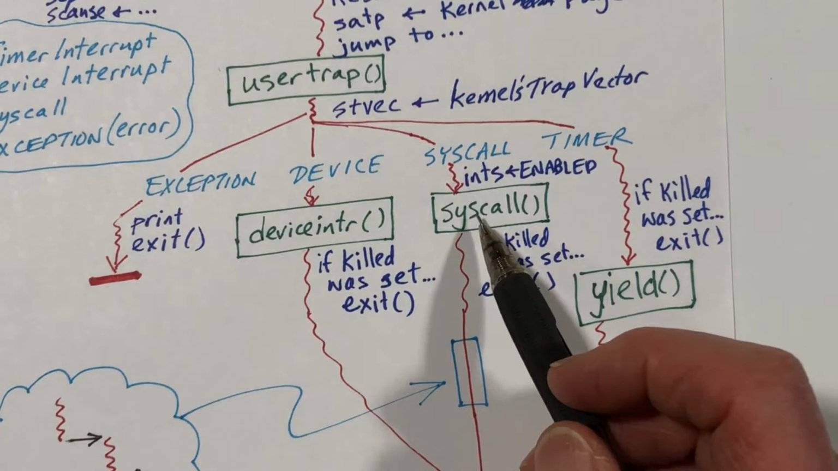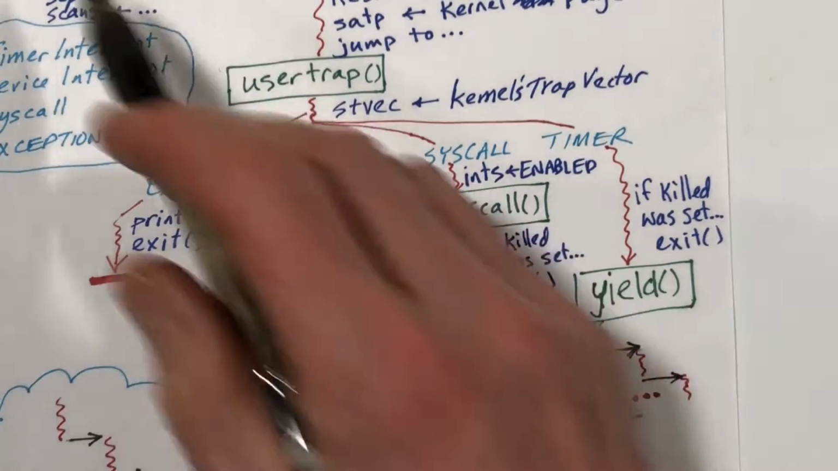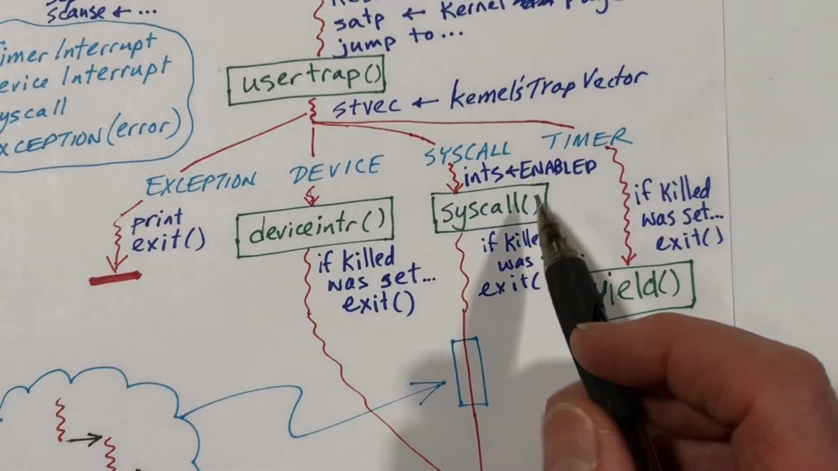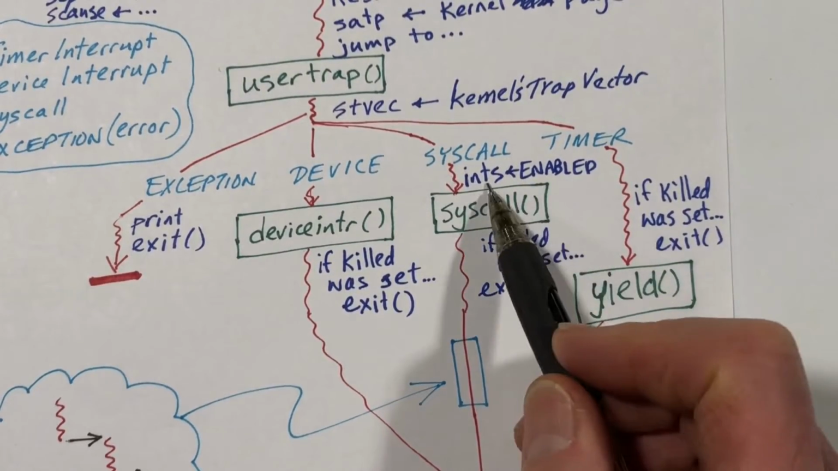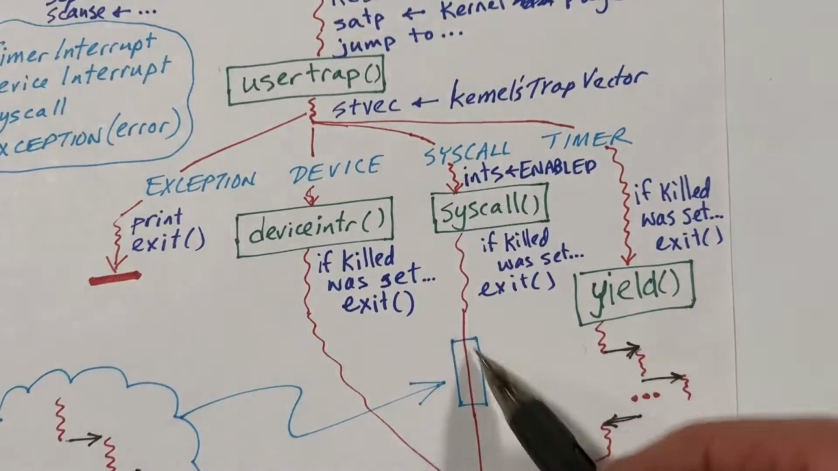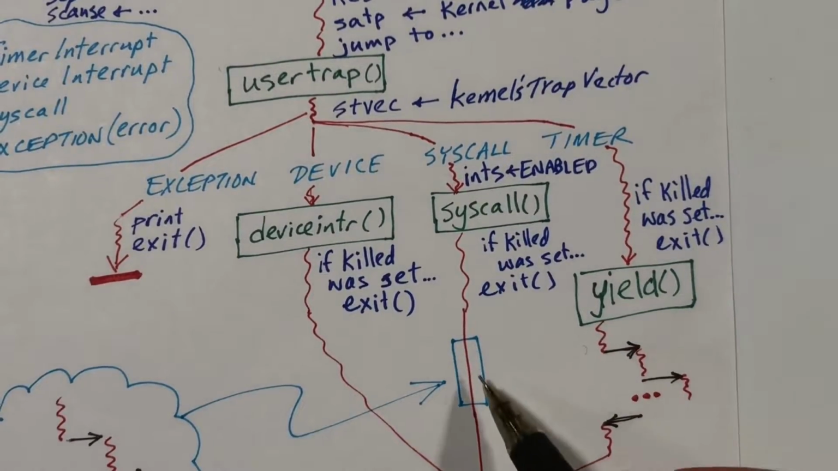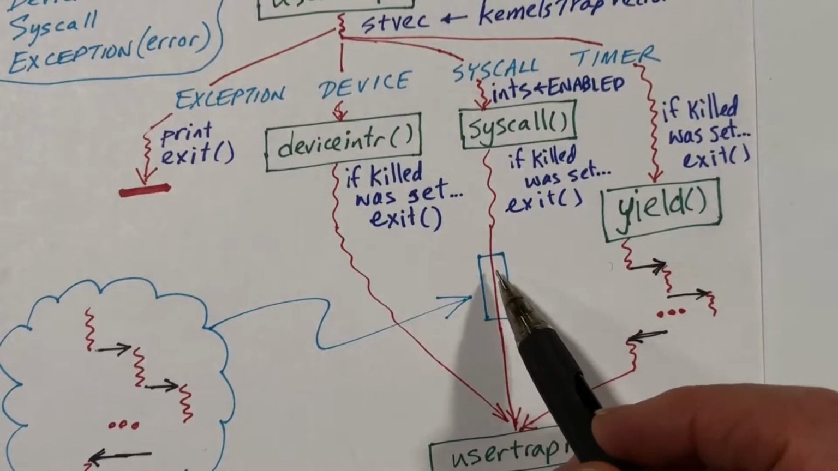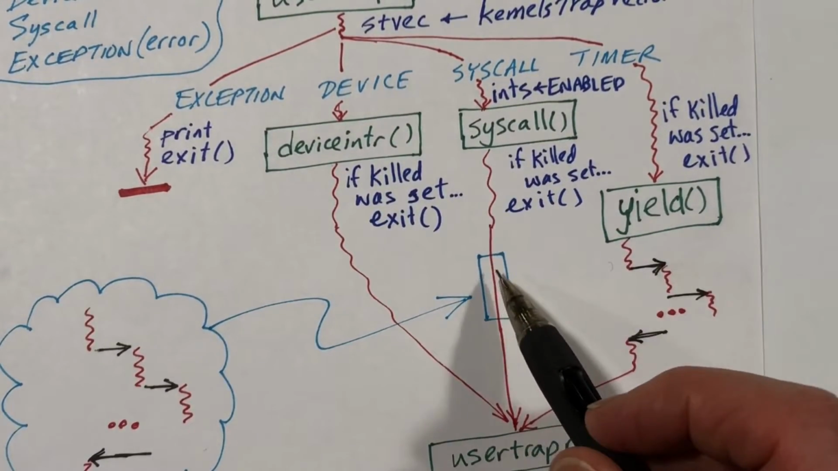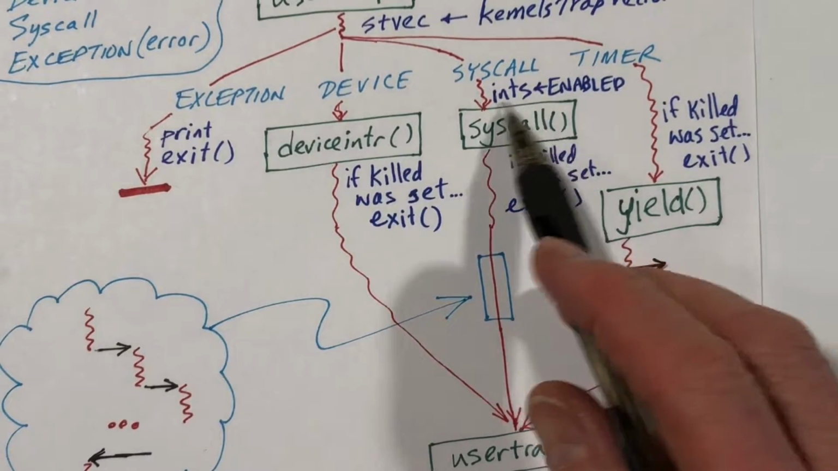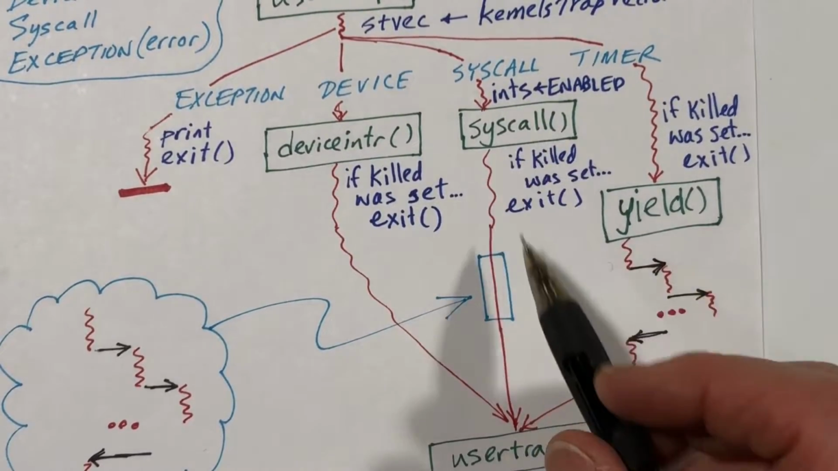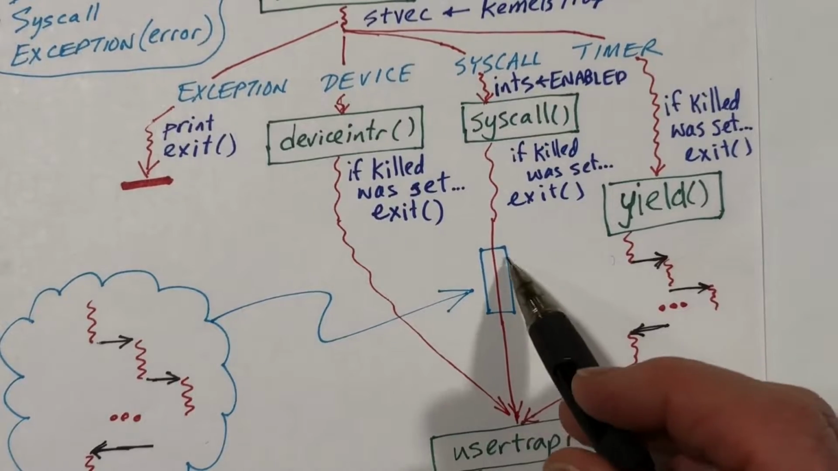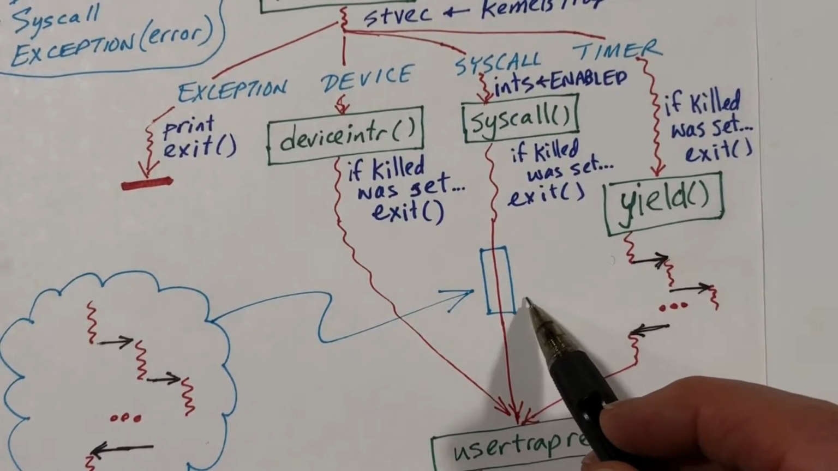If the cause of the trap was a system call, then we enable the interrupts. Okay, so this thread itself may be interrupted. For example, there could be a device requiring attention while we're dealing with this system call. Interrupts are enabled, and so that might actually occur. We might go off and do some other stuff.